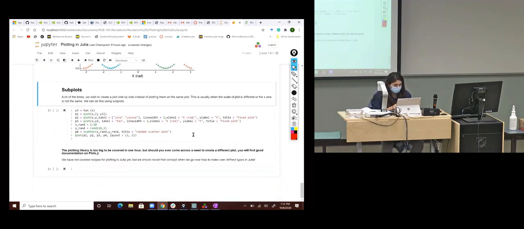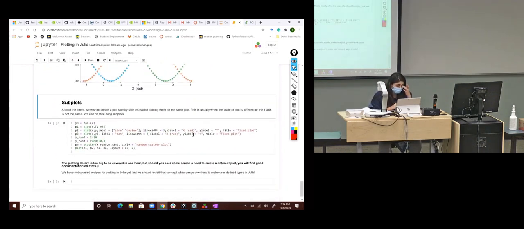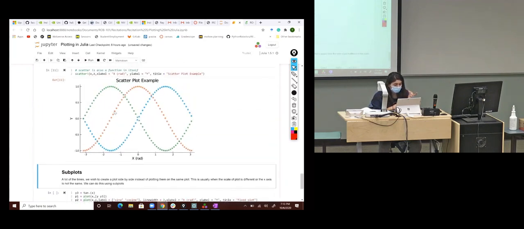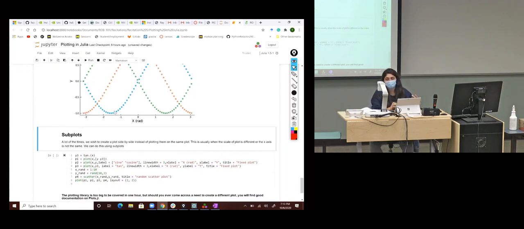Subplots. All right. So when you're creating plots in Julia, sometimes it's easy to create plots like these. But a lot of the time you want to be able to create plots side by side, and you want to be able to make comparisons. And sometimes it just doesn't make sense. If you put a lot of data in one plot, a lot of your data gets lost.